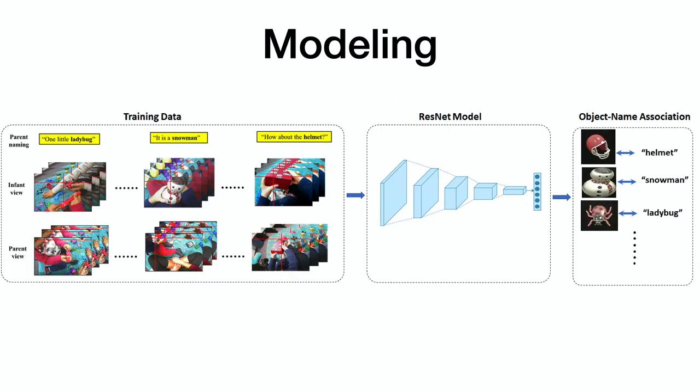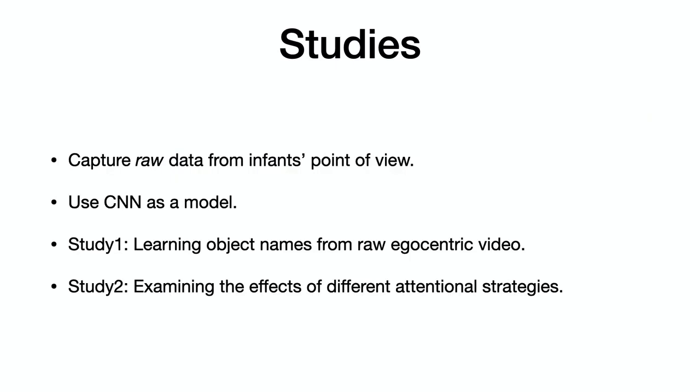For the modeling part, we use a standard convolutional neural network to learn the word visual object mapping from the recorded data. After the training is done, we test the ability of the model by using the clean third-person data of each object, as we show in the right column of this slide. Therefore, we capture the raw data from the infant's point of view when they are learning words from the parent, and we use a CNN as a model.